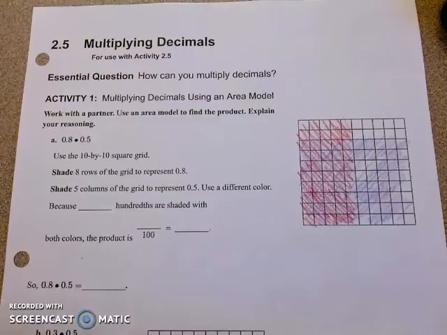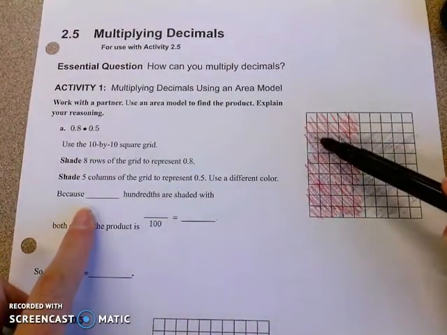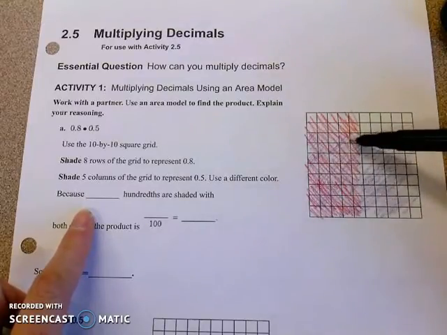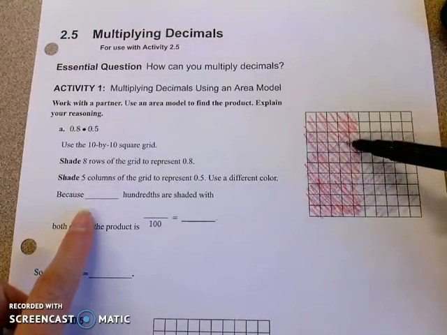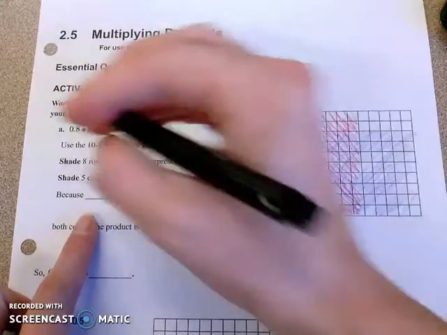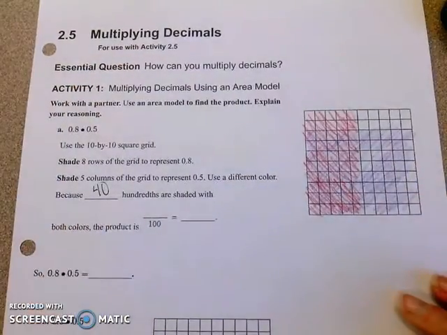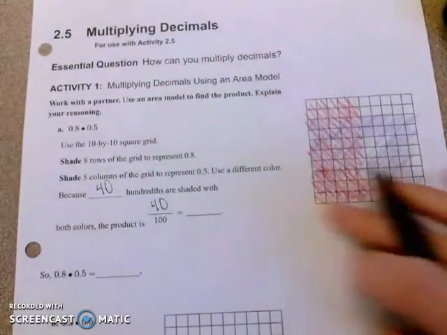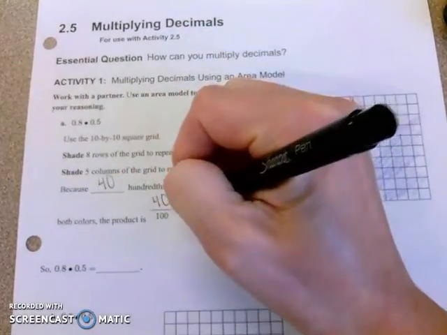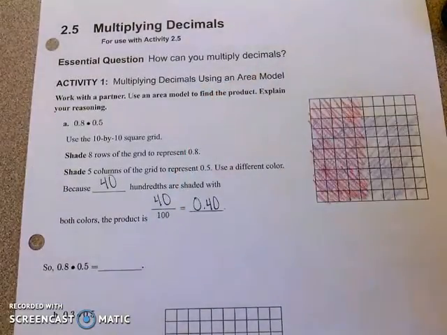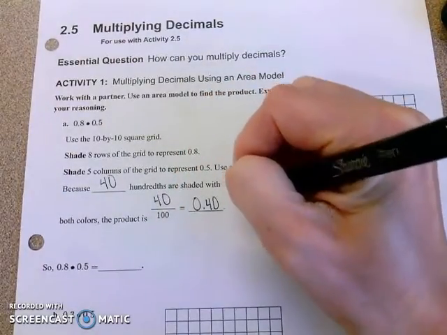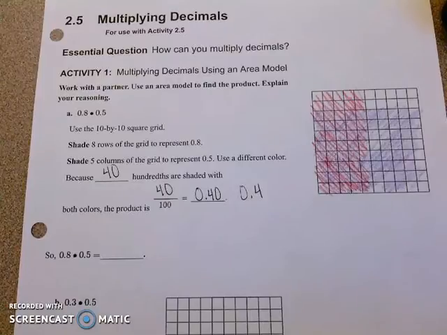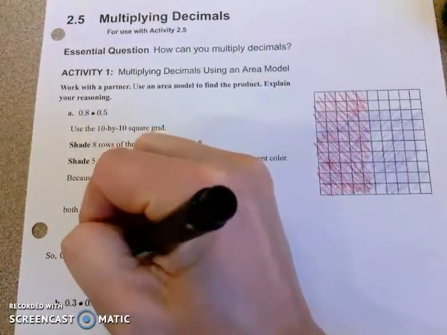Okay, so now what I have here, I have 1, 2, 3, 4, 5, 6, 7, 8, 1, 2, 3, 4, 5, 8 by 5. So that's 40 squares that are both red and purple, the 2 different colors I used. So 40 hundredths are shaded with both colors. That means my product is 40 out of 100 because 40 out of 100 squares are shaded, which is the same as 40 hundredths. Or we can think of that as 4 tenths. So that means that 8 tenths times 5 tenths is 4 tenths.